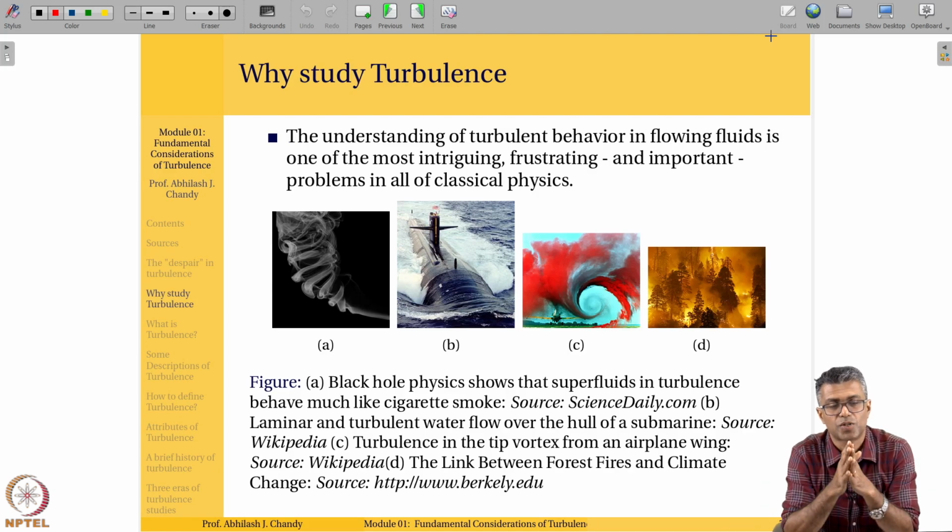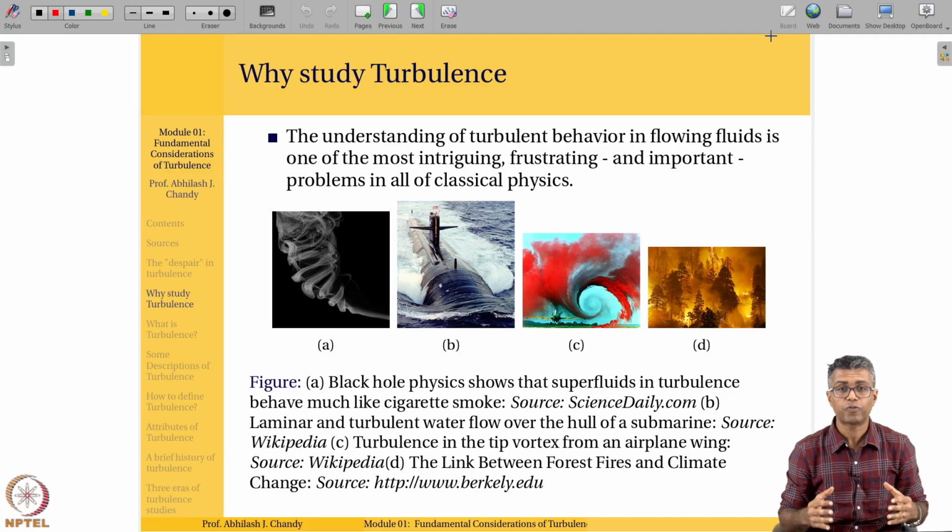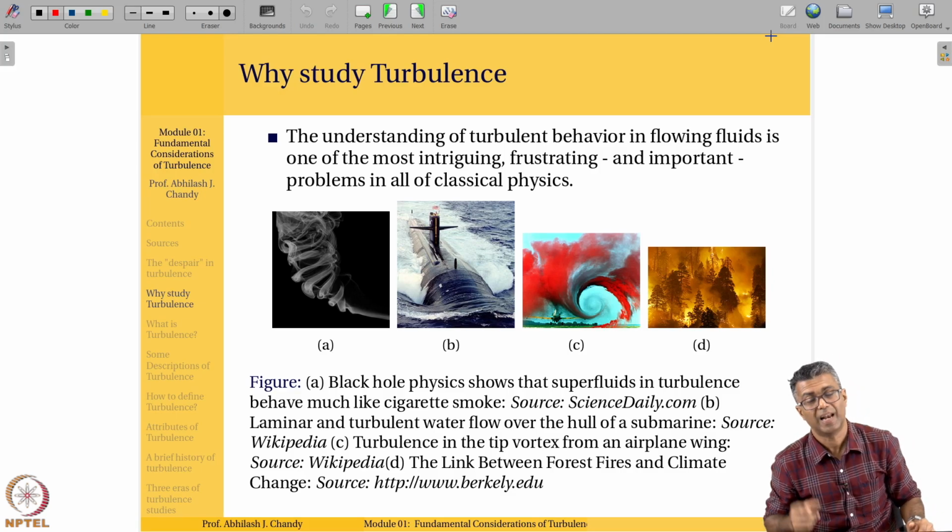So that leads us to the question, why study turbulence? Why is everybody spending all this effort and energy on trying to understand turbulence? It must be there everywhere. And the answer is right. It is there everywhere. Almost all fluid flows that you see out there in engineering and in nature is turbulent. Laminar flow is the exception.